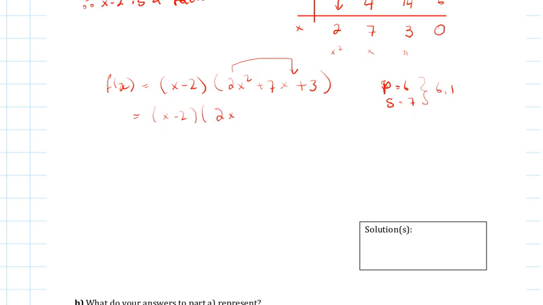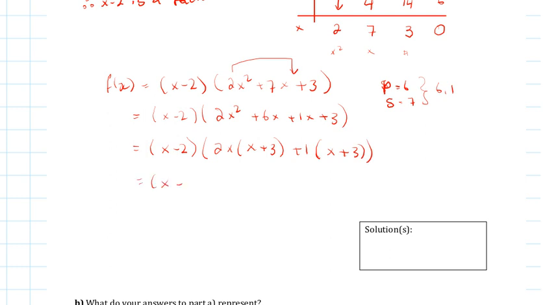I assume that you guys know what decomposition is. If you don't, come and ask me. So that's going to be common factoring of 2x, and then I have x plus 3 left. Common factoring of 1, and I have x plus 3 left. So that's going to be x minus 2, 2x plus 1, and then x plus 3.